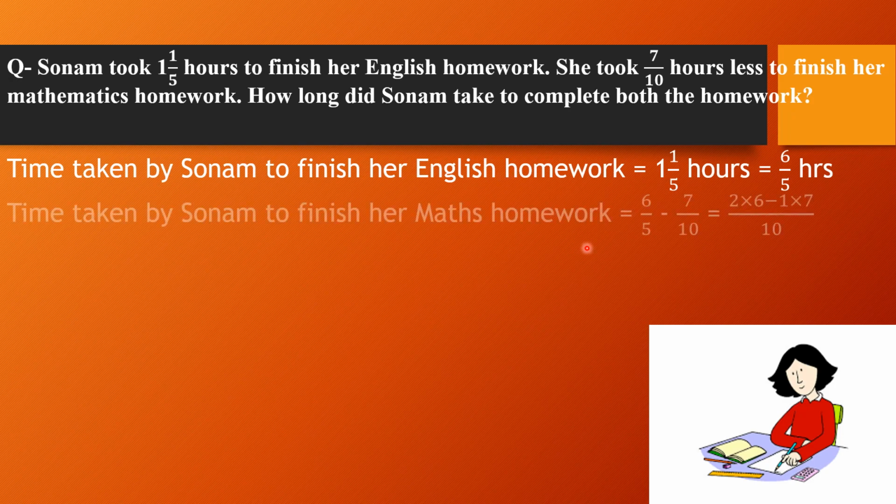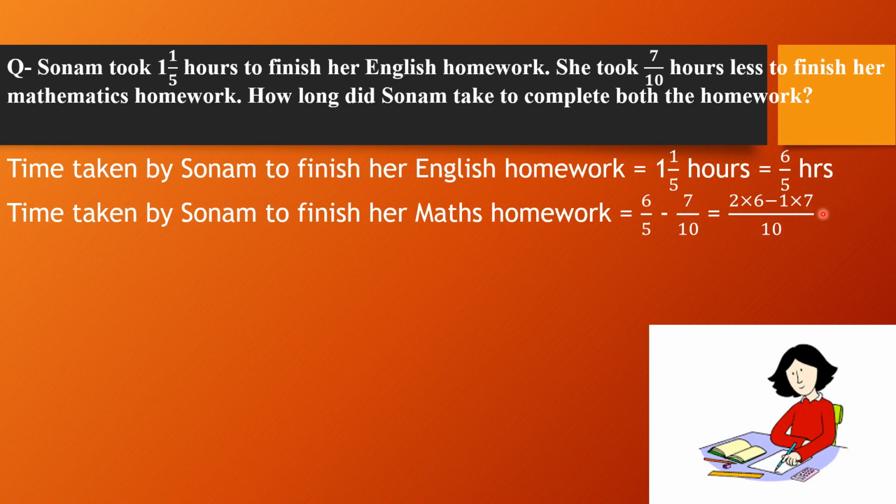So it means we will find the time taken by Sonam to finish her maths homework, that is equals to 6 by 5 minus 7 by 10. Here denominators are different, so we will find out the LCM of 5 and 10, which is equals to 10. We will write 10 here. Then we will divide 10 by 5 first. 5 2s are 10. We will write 2 here. Multiply this numerator minus, 10 1s are 10. We will write 1 here.